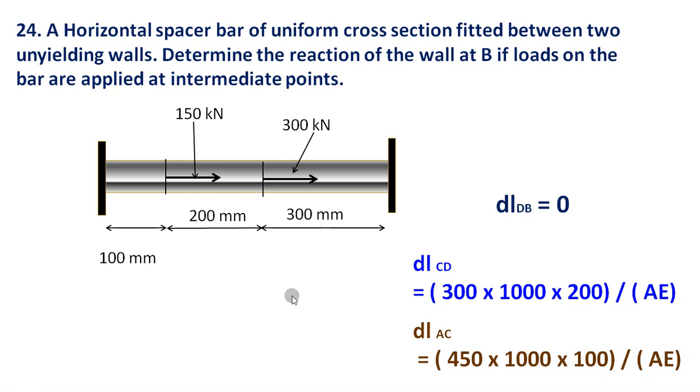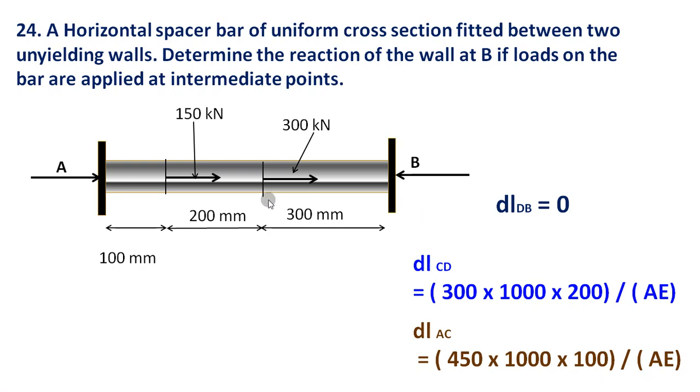This is the configuration of the bar, and the question is, determine the reaction of the wall at B if loads on the bar are applied at intermediate points. So this particular load is applied to this portion, and this particular load of 150 kilonewton is applied to this portion, and the question is, determine the reaction at the wall. This is pulling this way, this is also pulling this way, therefore the reaction should be like this. We don't know what kind of reaction exists over here, therefore we will put it tentatively like this.